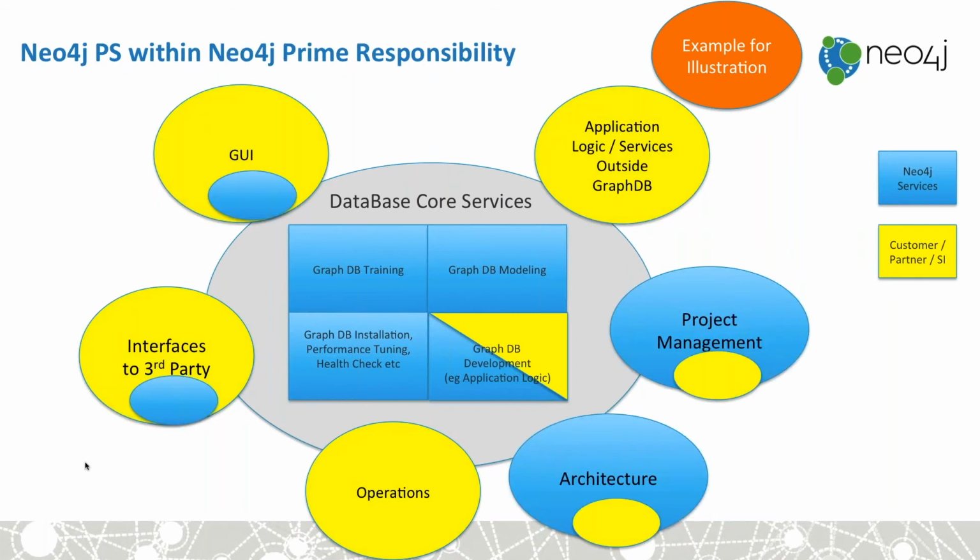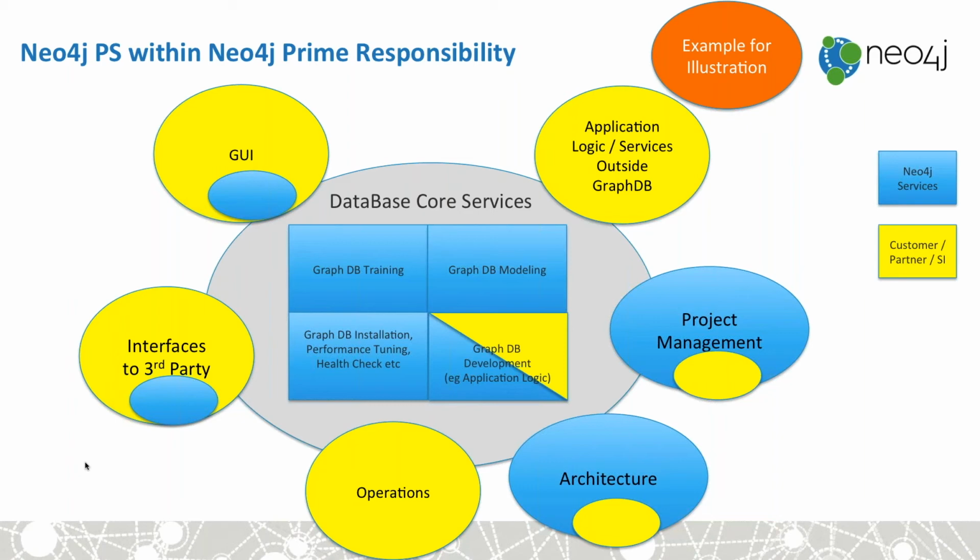As one example illustrated here, Neo4j could take over the overall project management, as the responsibility is with Neo4j in a prime project, and the architecture, while as an example, the application logic, third-party interfaces, the graphical user interface, operations, etc. would be fulfilled by a partner, by an SI, or by the customer.